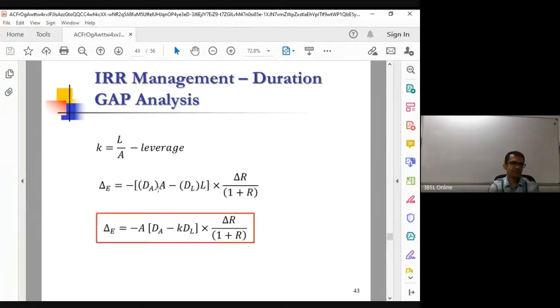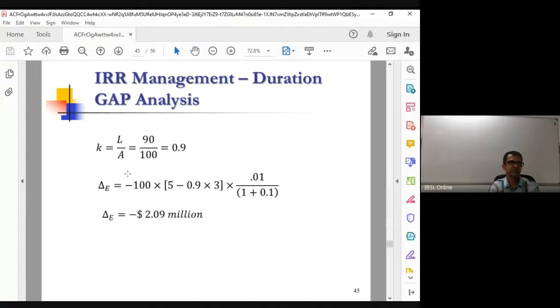If you go back to this equation, A, what is the size of assets? 100. Duration of asset 5. K, leverage ratio is 0.9. Duration of liability is 3. Change in interest rate is 1%. 1 plus current interest rate is 10%. So we substitute all these figures here. We get this. Remember to substitute these in decimal figures. So the change in equity is 2.09 million.